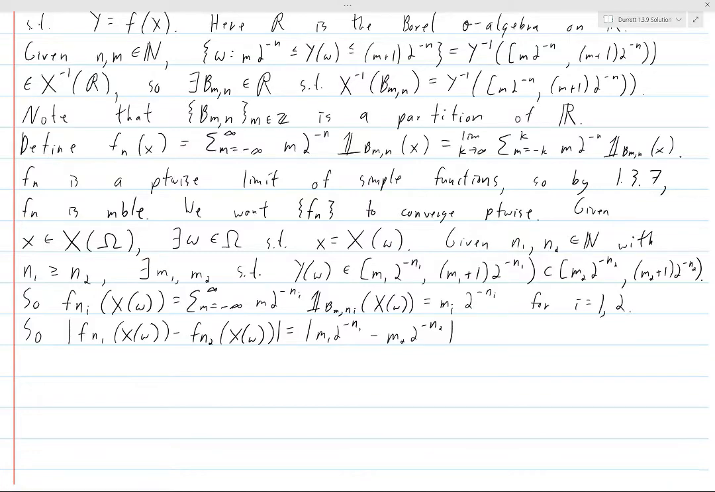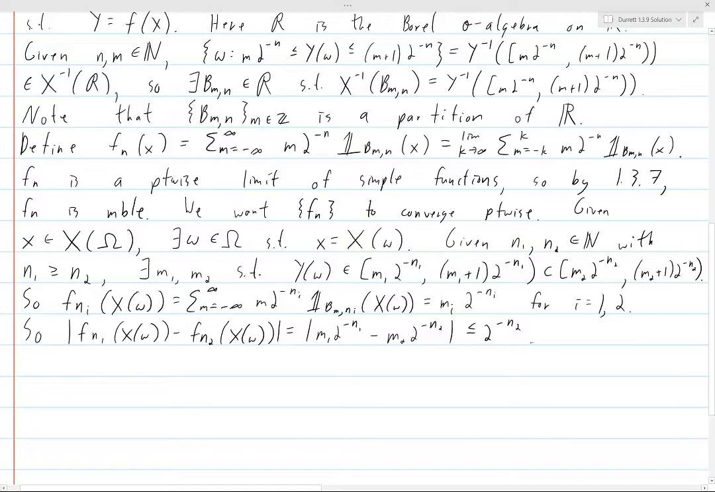So m1 2 to the minus n1 is somewhere between m2 2 to the minus n2 and (m2 plus 1) 2 to the minus n2. That means the distance between these two points can be at most the length of the interval [m2 2 to the minus n2, (m2 plus 1) times 2 to the minus n2). And the length of that interval is, of course, 2 to the minus n2. All right. So, what does this tell us?